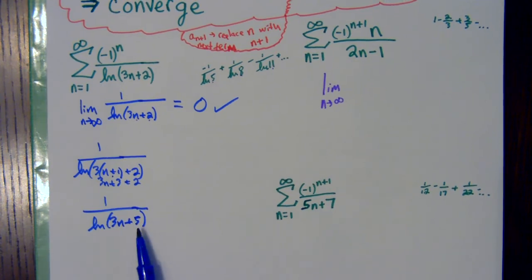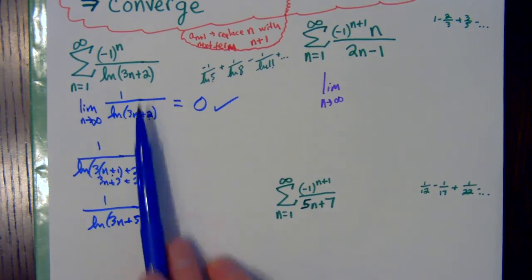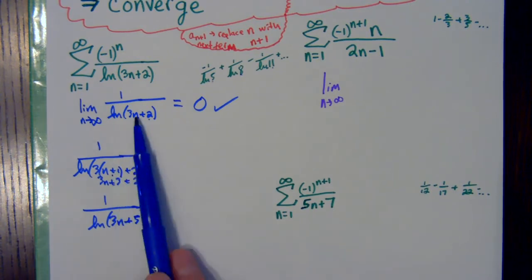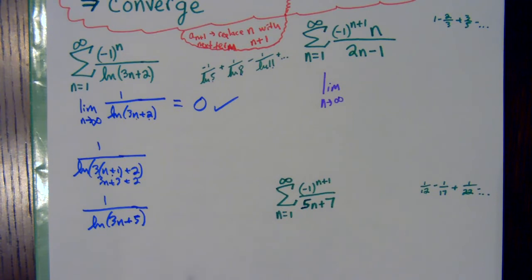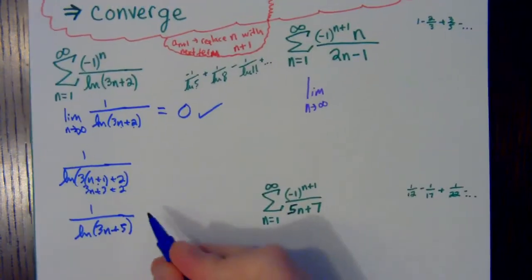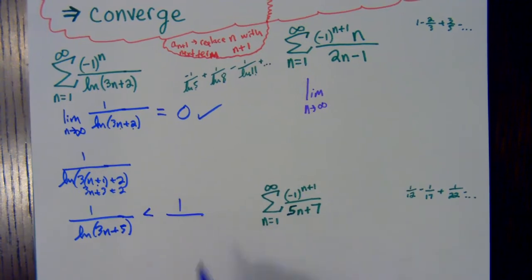A lot of times people just go to that and add 1. You've got to plug that n plus 1 in place of the n and distribute out. That's your a sub n plus 1. And we need to show that's smaller than the a sub n, so I'm going to write down that it's less than the a sub n, the original formula part of that problem.